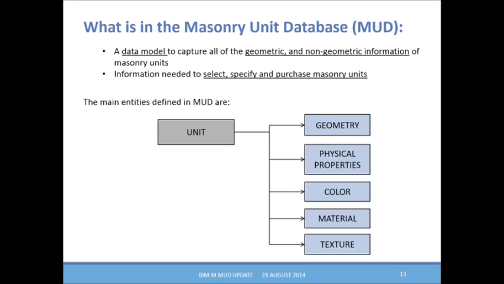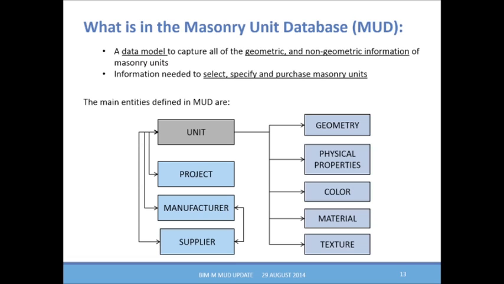If you want to have an overview on the masonry unit, we can define two types of attributes that each masonry unit has. One type I will call the internal attributes. It defines attributes such as geometry, physical properties, color, material, and texture of the masonry unit. And we have a second set of attributes that is about who is dealing with these units: who is the manufacturer, who is the supplier of this unit, and in which project you're going to use these units. So a combination of this information is going to frame the data model of our Masonry Unit Database.